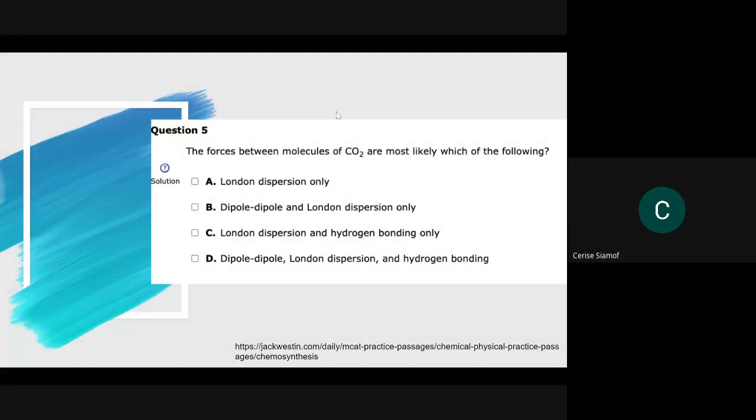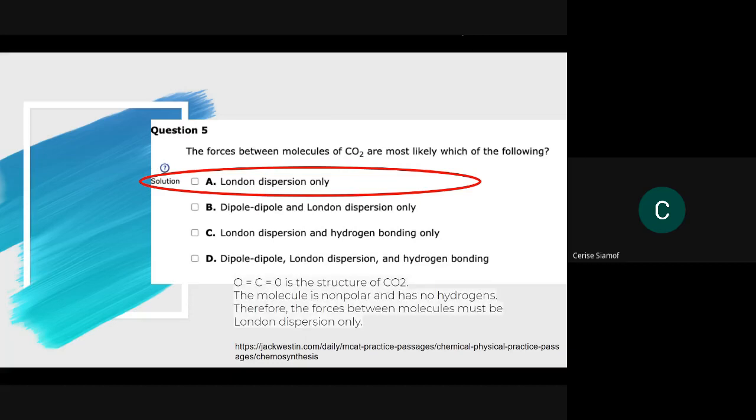Okay, so the next one is: the forces between molecules of CO2 are most likely which of the following? The answer to this one is A, London dispersion only. And to answer this question, you have to think about the structure of CO2. So if you click, CO2 looks as pictured.